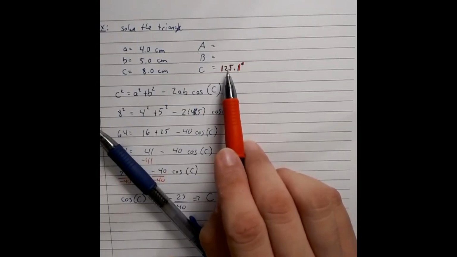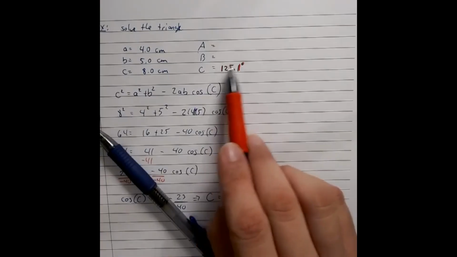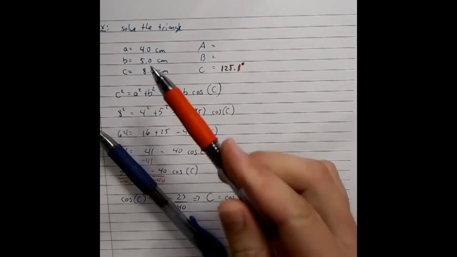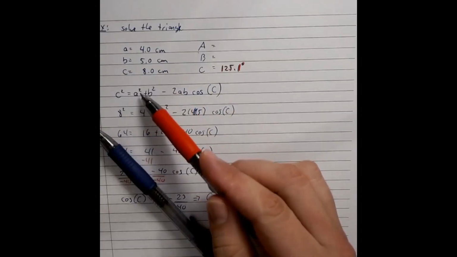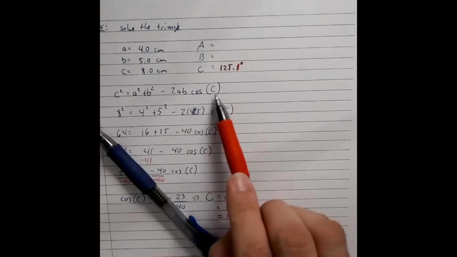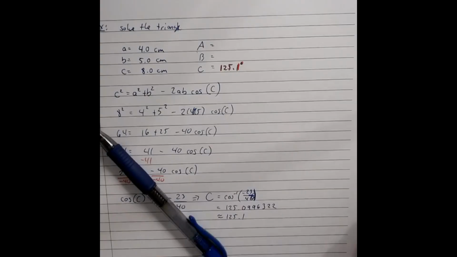You say, well, what other choice do I have? I mean, that's the only angle that I found. We could use the law of cosines again. After all, we have c squared is equal to a squared plus b squared minus 2ab cosine of c, which means using that, I could find the angle c.